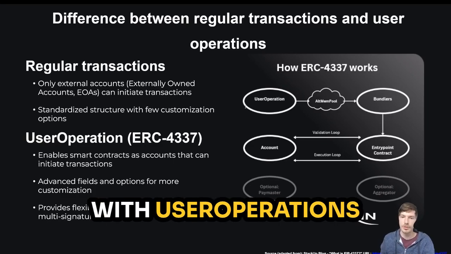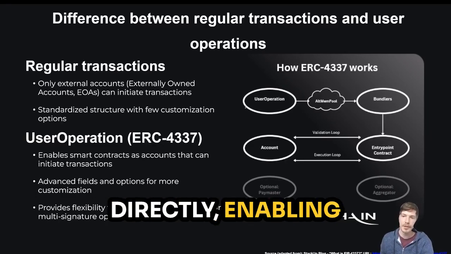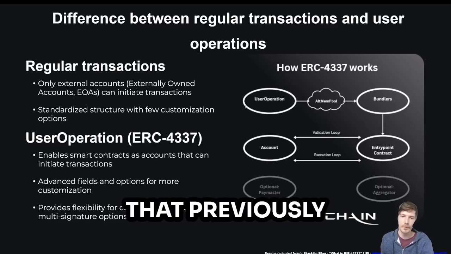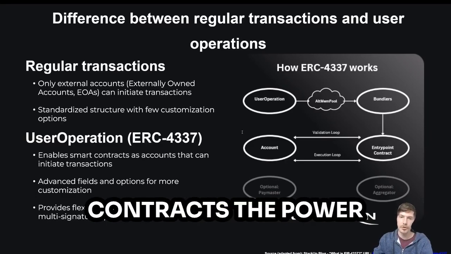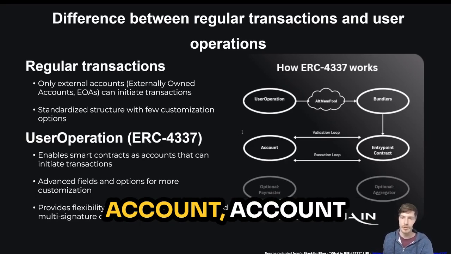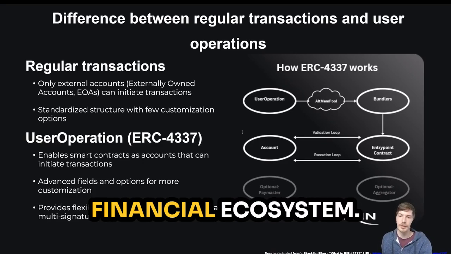With user operations, contract accounts gain the capability to initiate transactions directly, enabling a new class of functionality that was previously unattainable within the account itself. By giving smart contracts the power to function as an account, account abstraction brings Ethereum closer to a fully featured ecosystem.